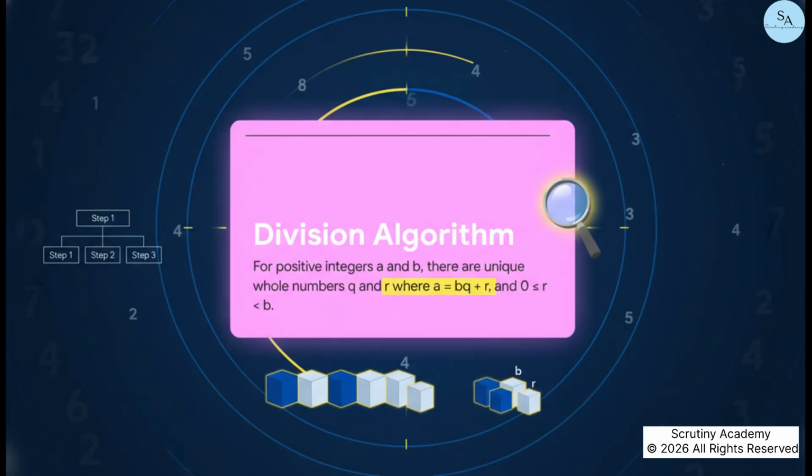Now, don't let the formal definition intimidate you. It all comes down to this one simple-looking equation. A equals B times Q plus R. All it's saying is that if you take any 2 positive integers, A and B, you can always find a unique quotient Q and a remainder R. The most important part, the rule you absolutely have to remember, is that the remainder, R, has to be greater than or equal to 0, but always less than the divisor, B.